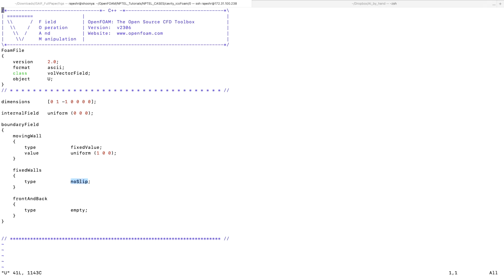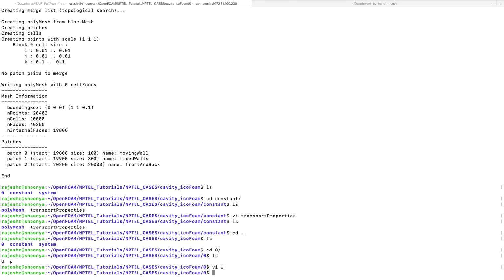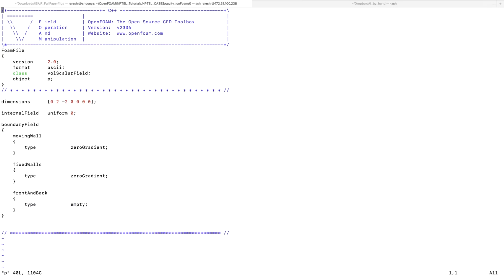The other three are fixed walls. You set the no slip boundary condition, that means as we discussed, your u velocity, v velocity and w velocity are all 0, no slip and no penetration. And front and back is empty, that is coming because the solver is 3 dimensional. You do not need this if you have a 2 dimensional solver, right.